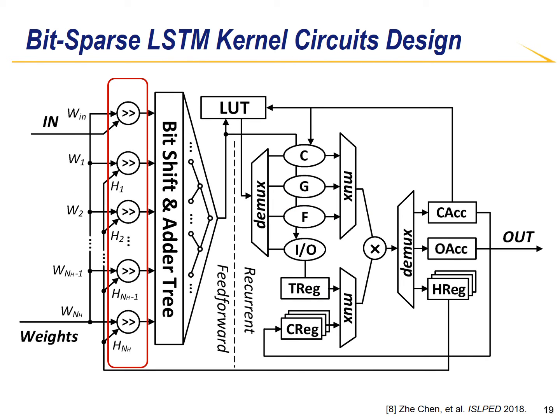Taking advantage of the bit-sparse representation, we are able to remove the multipliers on the feed-forward path of the LSTM inference circuit design and replace them with simple bit shift operators. This figure shows the overall circuit design of the bit-sparse LSTM inference kernel. The feed-forward path and the recurrent path of the LSTM inference can be fully pipelined, and a detailed implementation is introduced in our previous work.